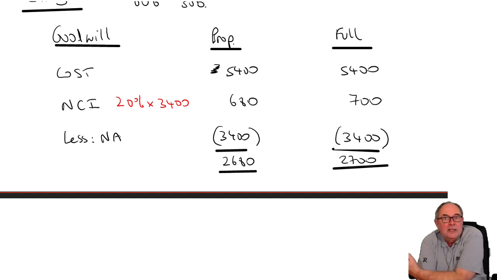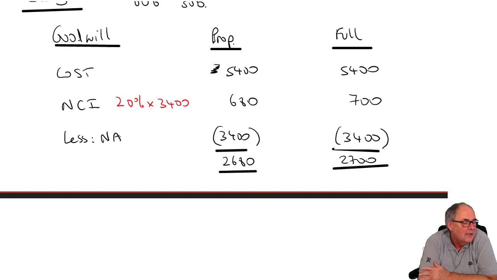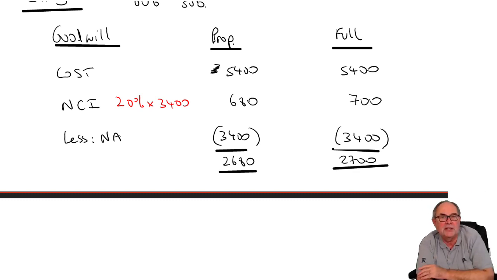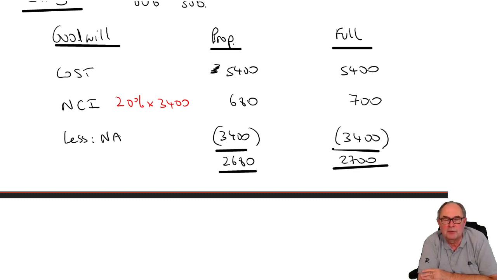It will be very low because they don't have voting control at the meeting. And every time they put their hand up and say, we want to do this, the parent that's really in charge will say, well, we're not going to do it. So it doesn't have that much value. But unless something's gone seriously wrong in your calculation, I think the full goodwill ought to be bigger than the proportionate. So you could be asked for both or either.